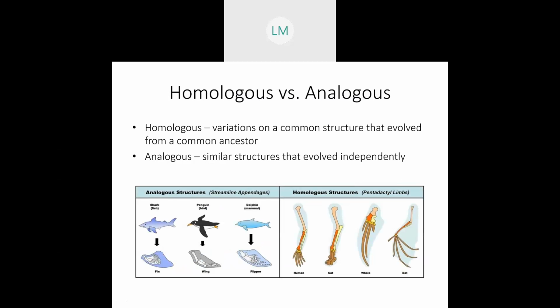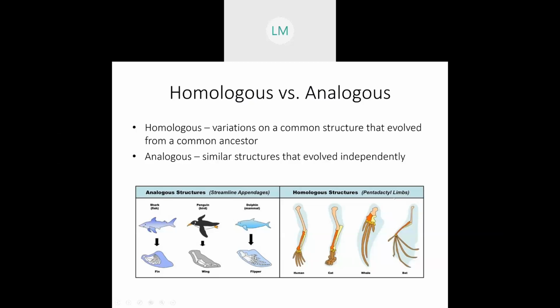So just to clarify the difference between homologous structures and analogous structures, these get confused a lot. So I want to make sure that we understand the difference here. So when we have homologous structures, we have one common ancestor that has evolved multiple different types of structures. And when we have analogous structures, we have multiple evolutionary events that have converged on one structure. So streamlined appendages in our aquatic animals here, right? This fin and this wing and this flipper all look the same.